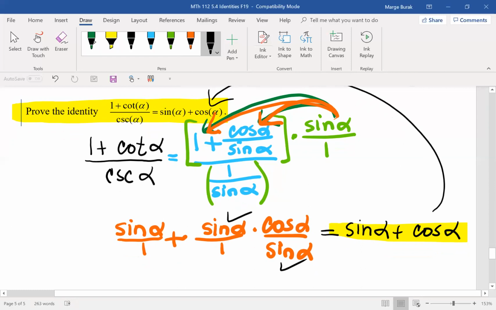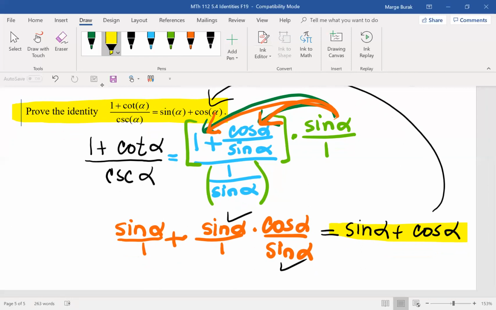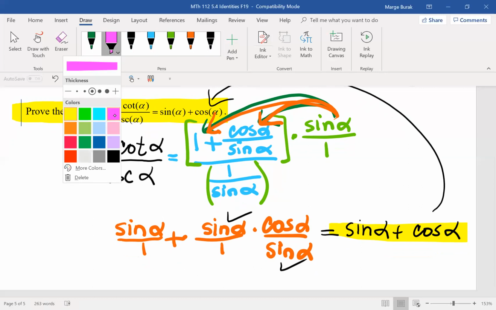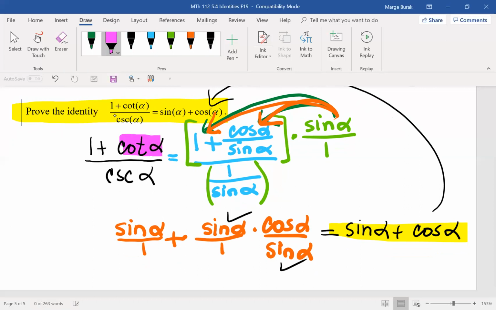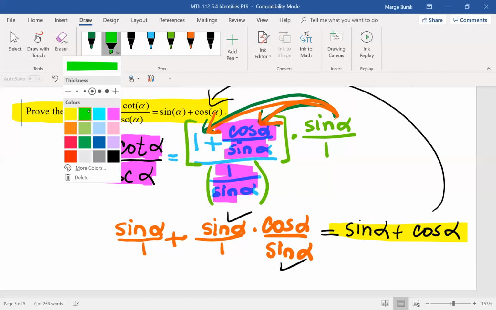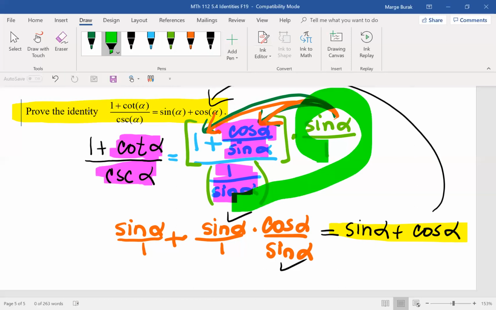We first changed the cotangent. I'll do it in a different color. Let's go with pink. Okay, so the first thing we did is we changed the cotangent to cosine over sine. Then we changed the cosecant to 1 over sine. Next step was, let's do green, we took the 1 over sine and we times by the reciprocal.